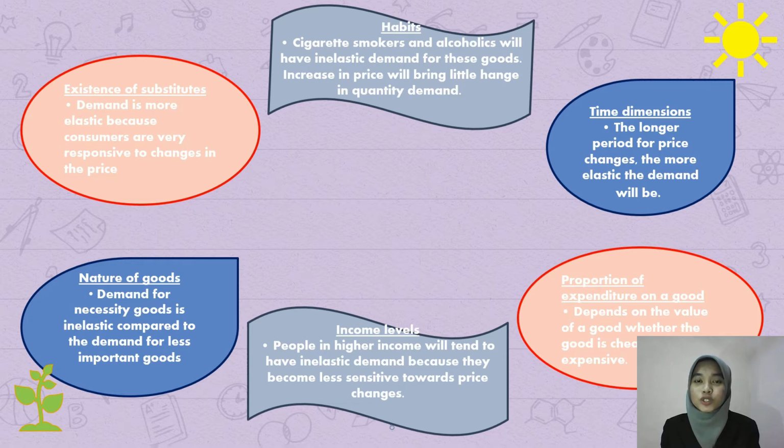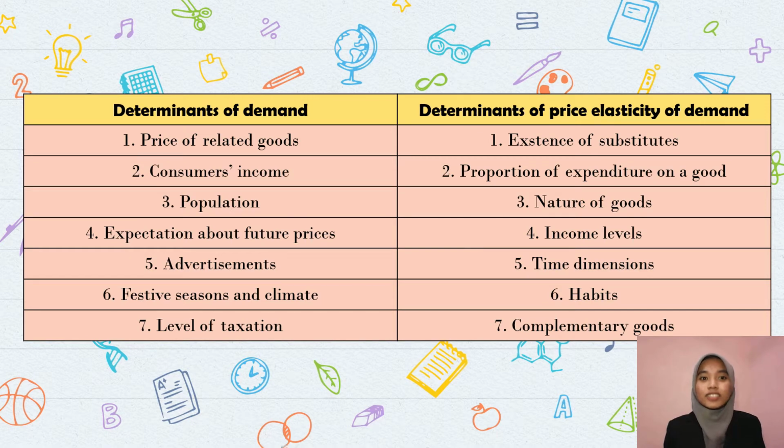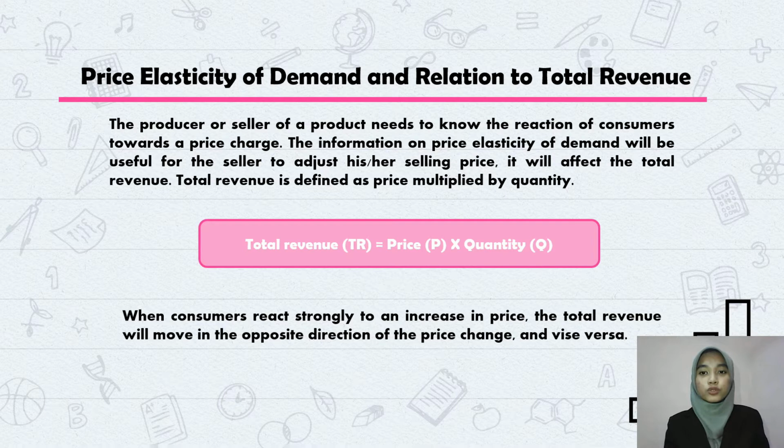Today I am going to talk about determinants of price elasticity of demand. Firstly is about habits. Cigarette smokers and alcoholics will have inelastic demand for these goods. Here we can see that there are 7 determinants of demand and 7 determinants of price elasticity of demand. In the determinants of demand, we can see that there are price of related goods, consumers' income, population, expectation about future price, advertisement. Here is about price elasticity of demand in relation to total revenue.